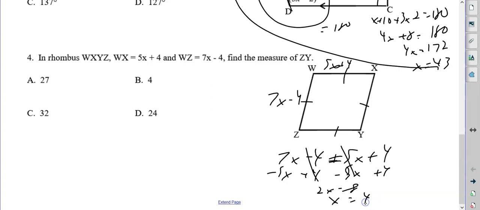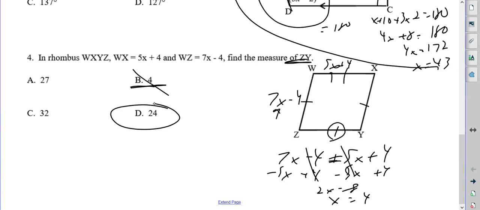So x equals 4. Again, look at the directions. The answer is not 4. It says find the measure of ZY, which is this side right here, but they're all the same. So you can plug this 4 in anywhere you want. 5 times 4 is 20, plus 4 is 24. 7 times 4 is 28, minus 4 is 24.